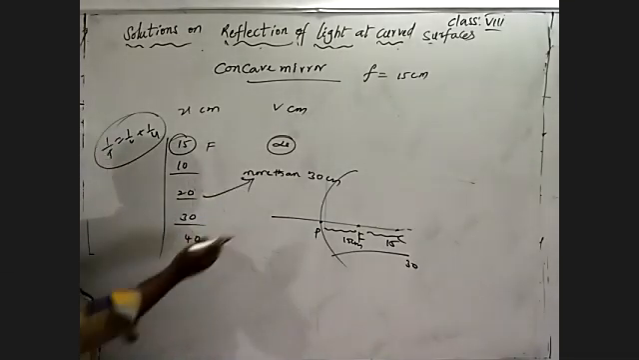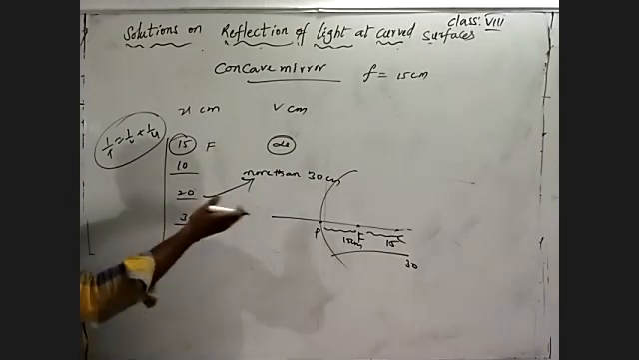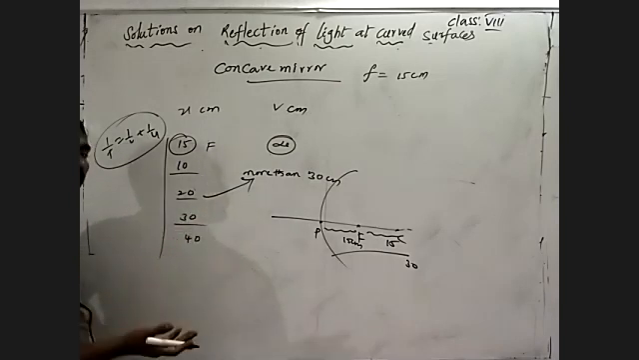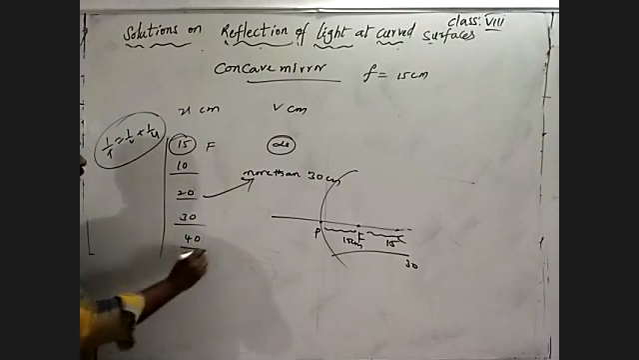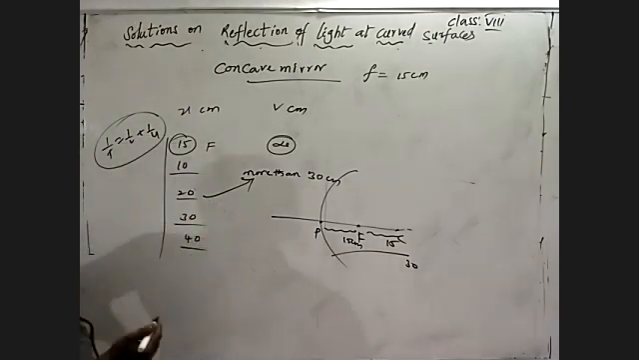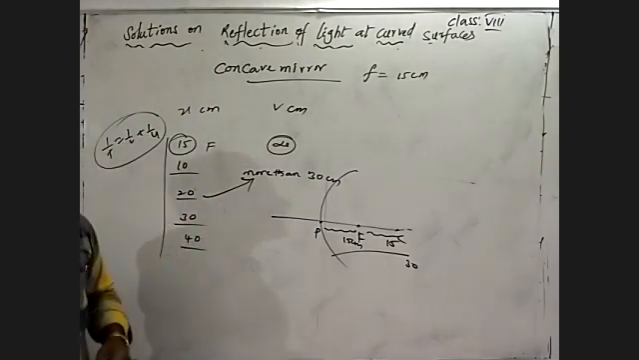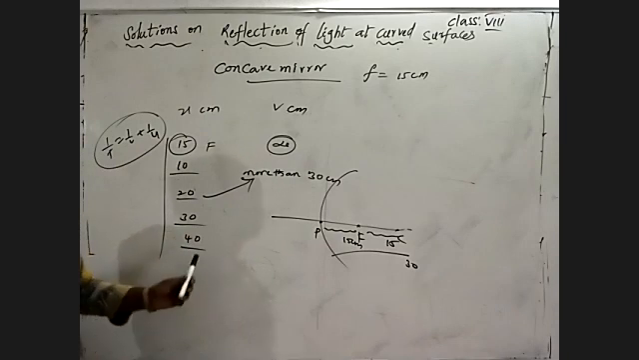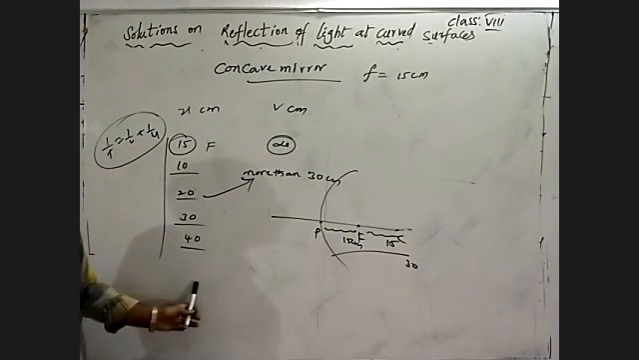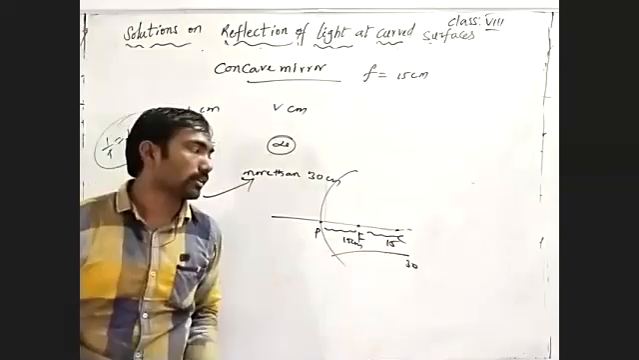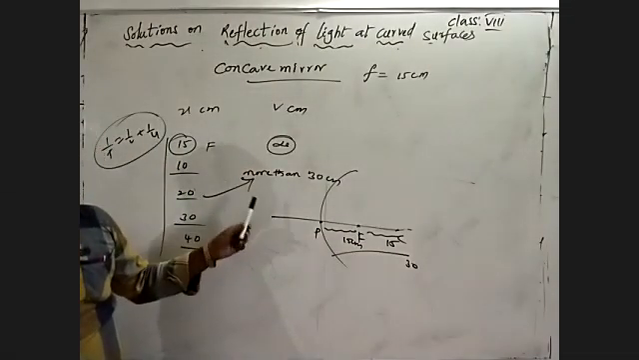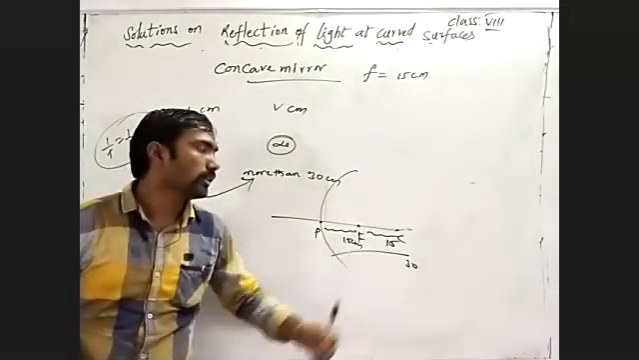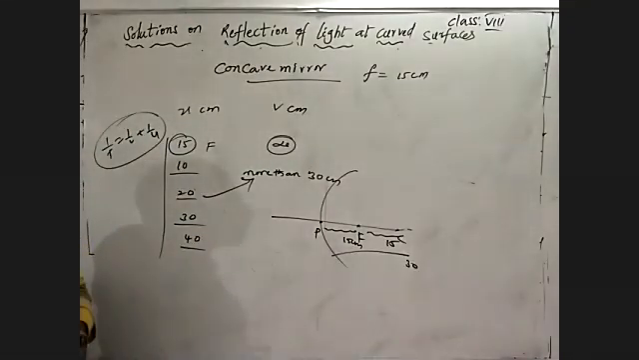And 30 means at center of curvature. Object placed at 30 means center of curvature, so the image will also form at the center of curvature, below the principal axis. And 40 means more than 30, beyond the center of curvature. If the object is placed beyond the center of curvature, image should be between focus and center of curvature. So image distance is between 15 and 30.